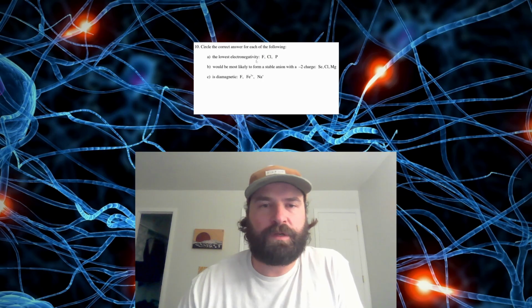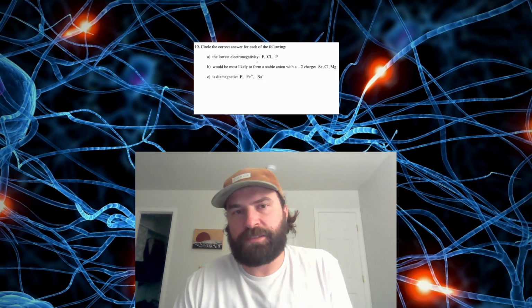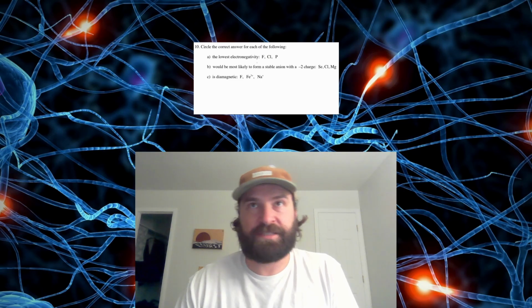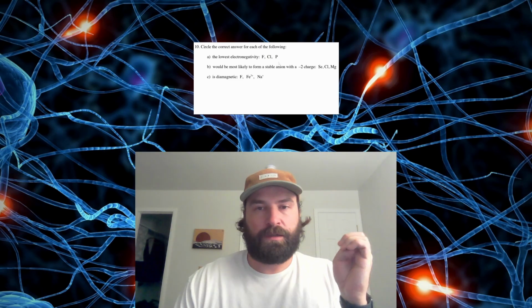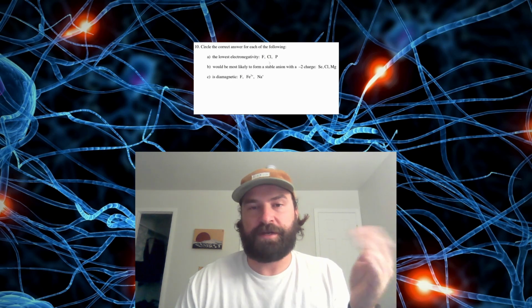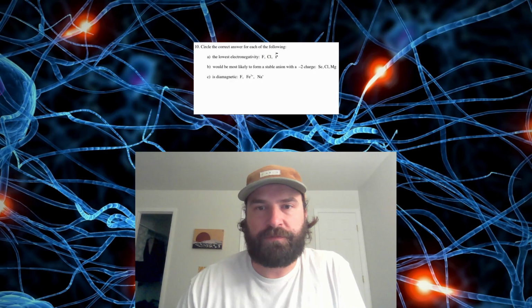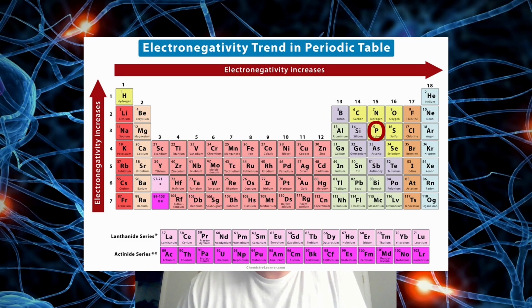We know that electronegativity has these types of trends where electronegativity increases from left to right on the periodic table and increases from bottom to top. So basically the lowest and leftmost element on the periodic table is going to have the lowest electronegativity, and for this one, that element is phosphorus, because chlorine is to its right and fluorine is right on top of chlorine.